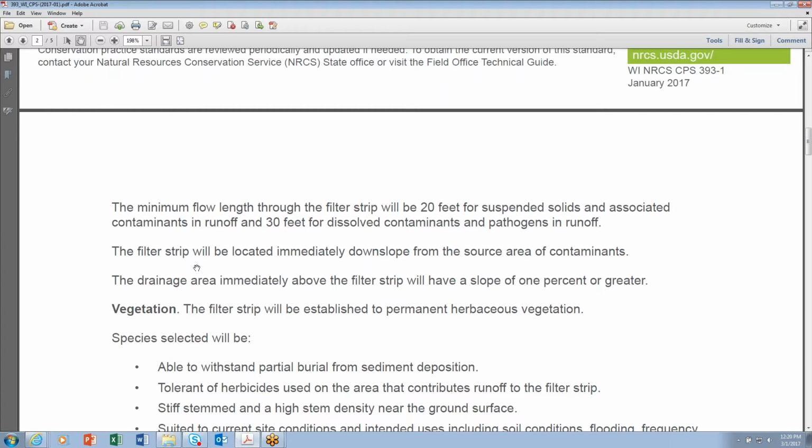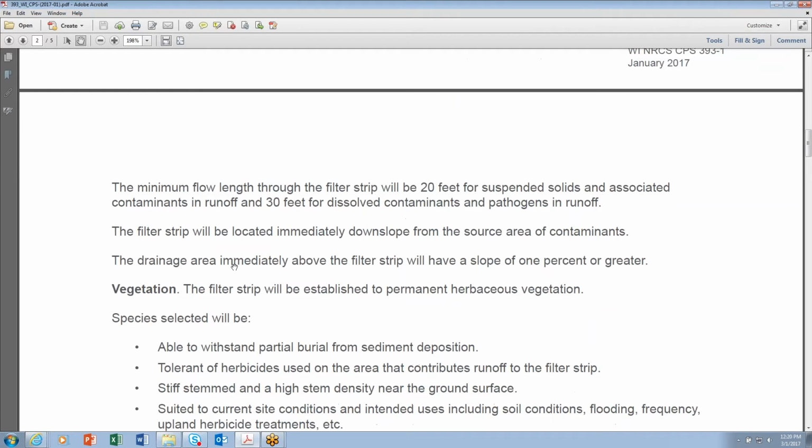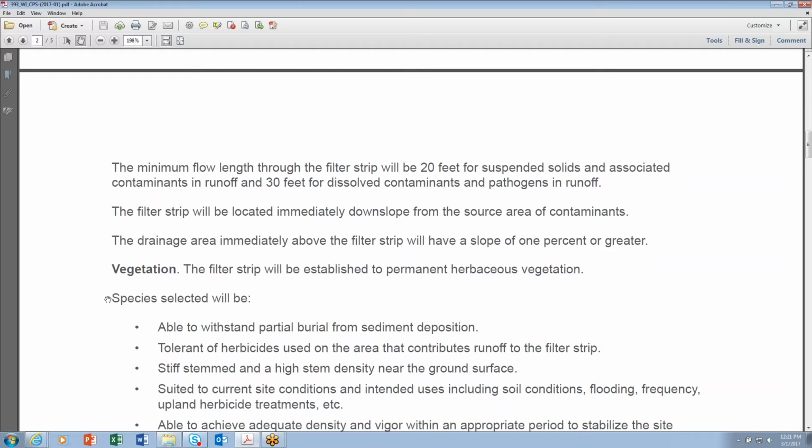The filter strip will be located immediately downslope from the source of contaminants, in other words, the crop fields. The drainage area immediately above the filter strip will have a slope of 1% or greater. So what they're saying here is they do not want a flat filter strip because that will not filter. And so we have to have a minimum of 1% grade on our filter strip.